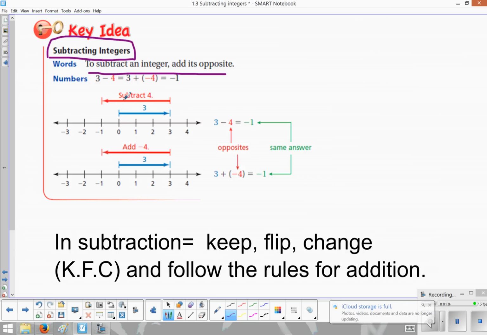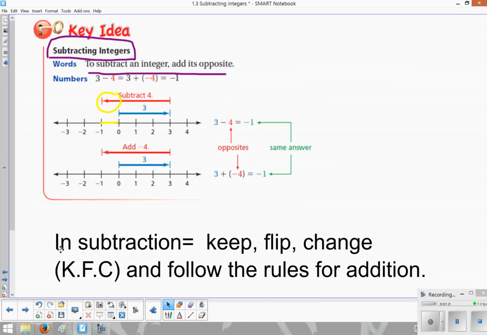Now, if you look at this part right here, what's left over will be this part. Whatever the leftover part right here will be your answer. So if you look at the spaces between here, this is going to be negative 1. So this is one way you can solve this math problem using a number line. Now, it did say to subtract an integer, you add its opposite. So I do have another definition, another way you can do this.